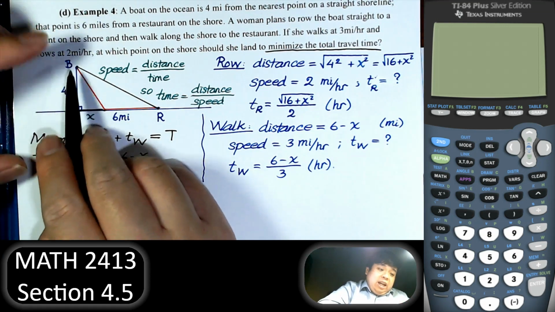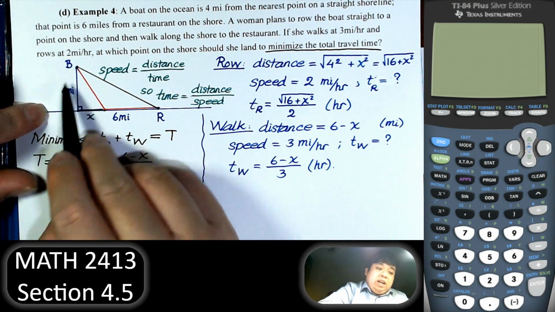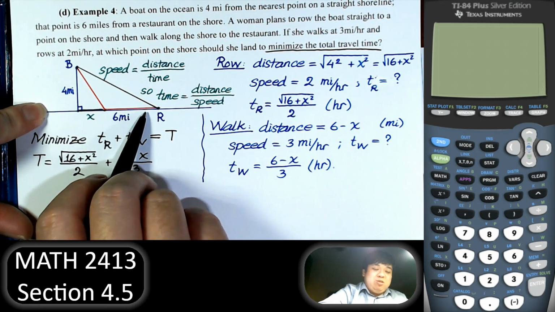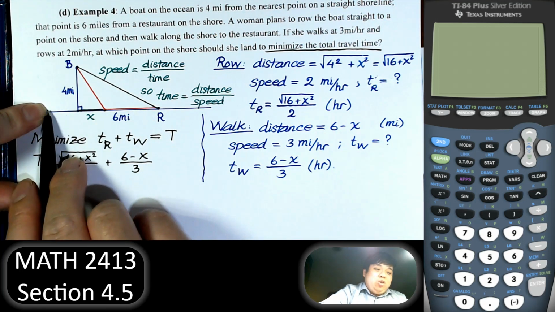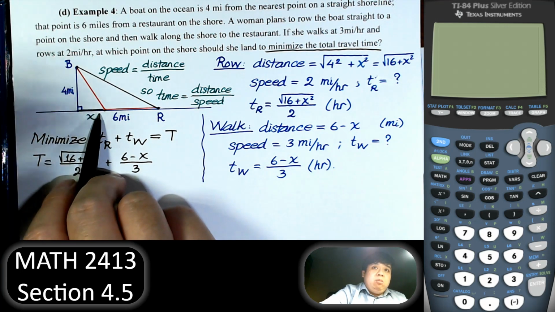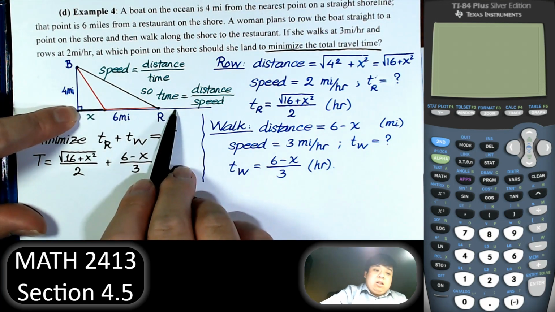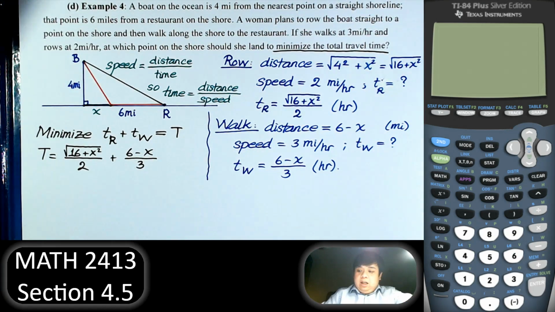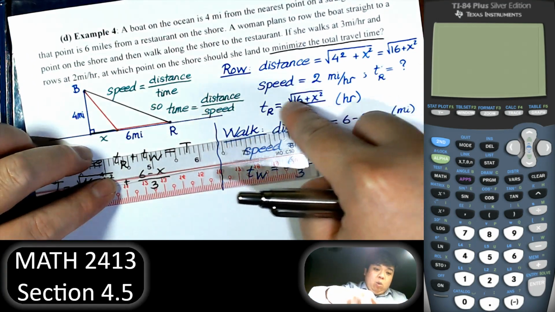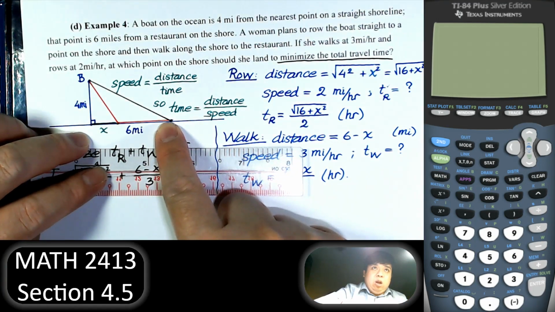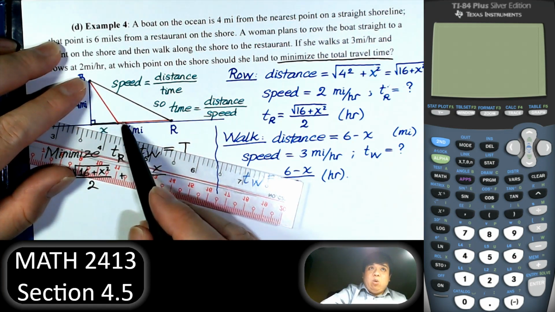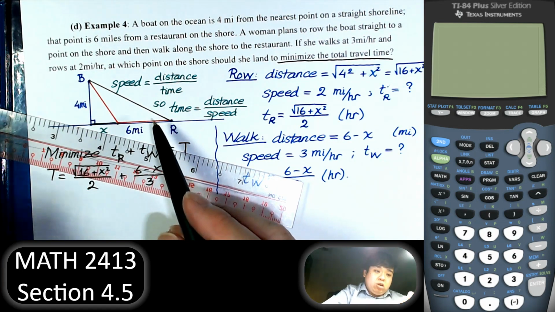Alright, if x is negative, it will be over here. So she rowed the wrong way, and then she had to walk a lot more than 6 miles. So that x should not be on this side, x should be on this side. So x cannot be negative, and also cannot be more than 6. That's not the right choice if she rows all the way here and then walks backward to the restaurant, right? So ideally, she rows on the same side and then walks. That will give us the optimal time.